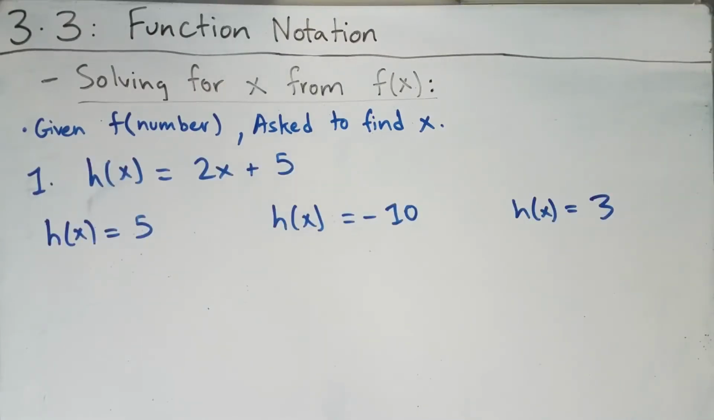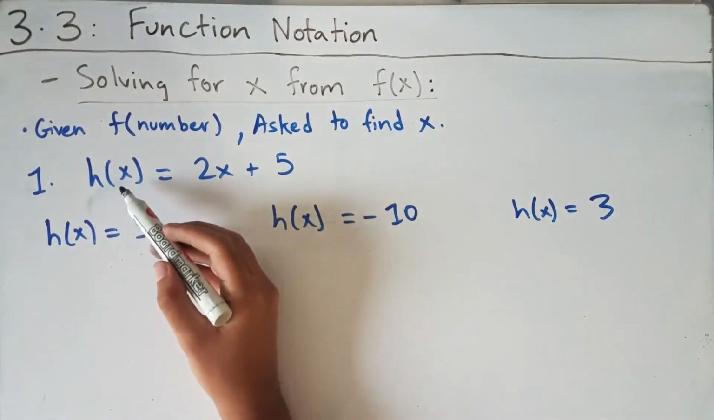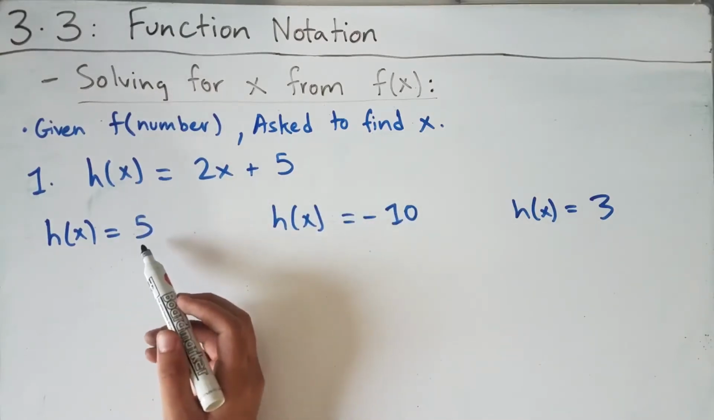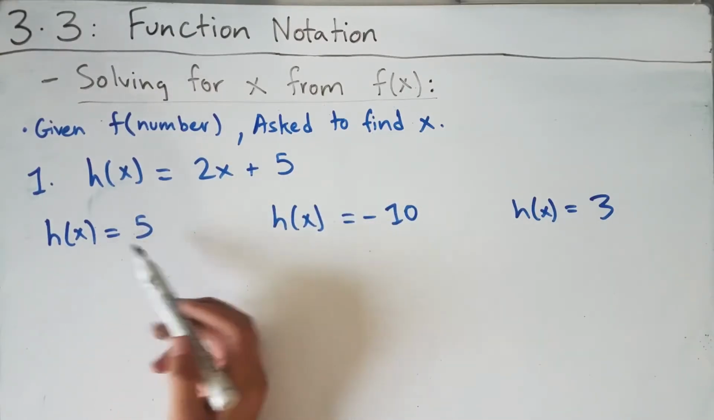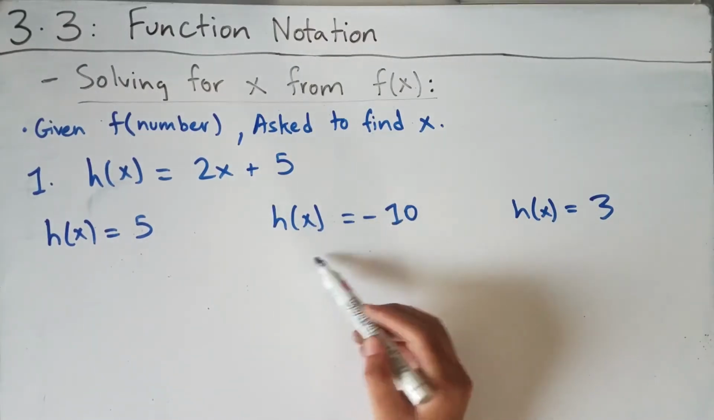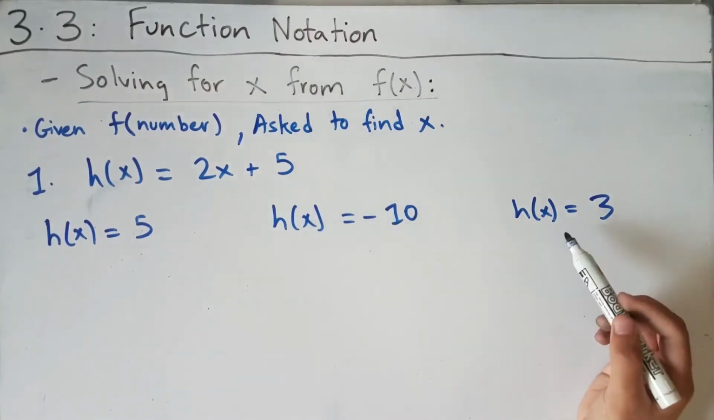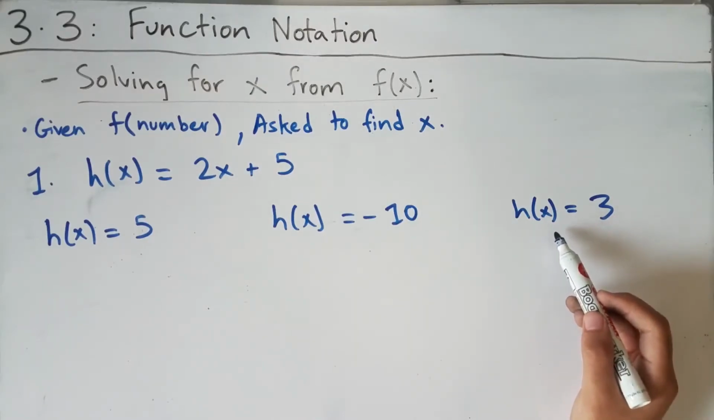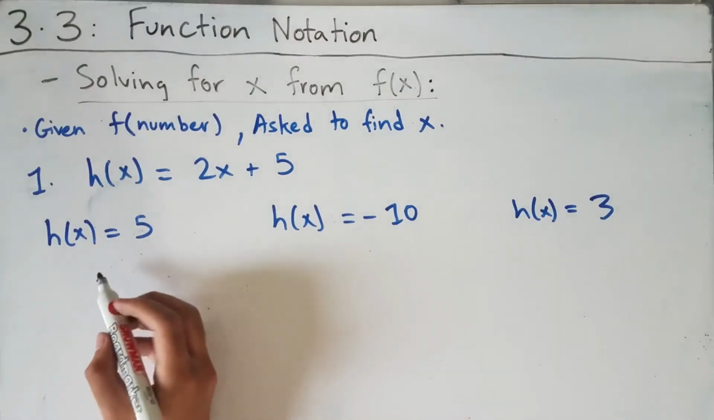So in the first question, we're given that the function h of x equals 2x plus 5. So this time we have a function h, not f, and we're given that the value for h of x equals 5, and we don't know for what x value it equals 5. We're also given h of x equals negative 10, so this must be for a different x value. And finally, we're given h of x equals 3, so this x must be another value as well. So let's look at h of x equals 5.